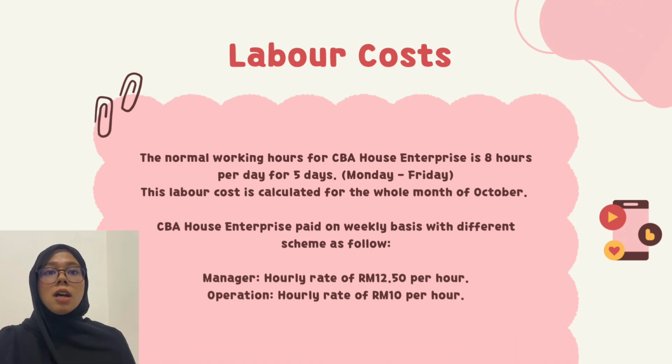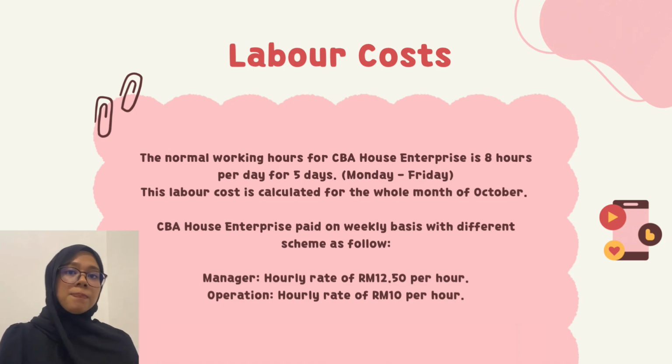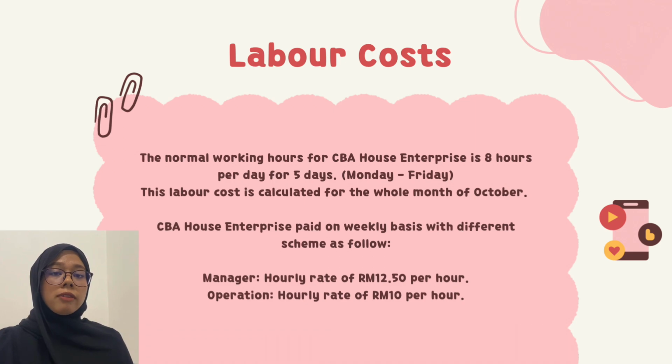So for labor cost, the normal working hours for CBA House Enterprise is 8 hours per day for 5 days, which is Monday to Friday. This labor cost is calculated for the whole month of October. CBA House Enterprise pays on a weekly basis with different schemes: for the manager, an hourly rate of 12 ringgit and 50 cents per hour, and for operation, an hourly rate of 10 ringgit per hour.